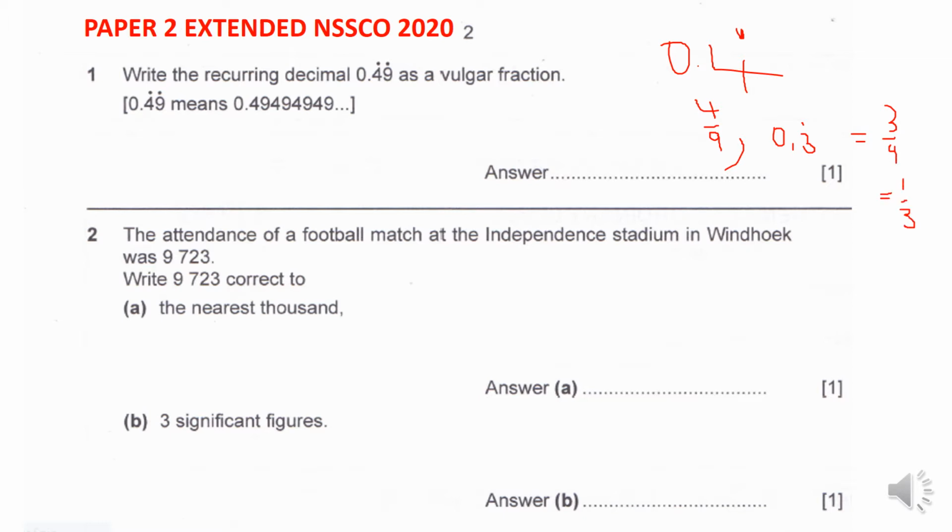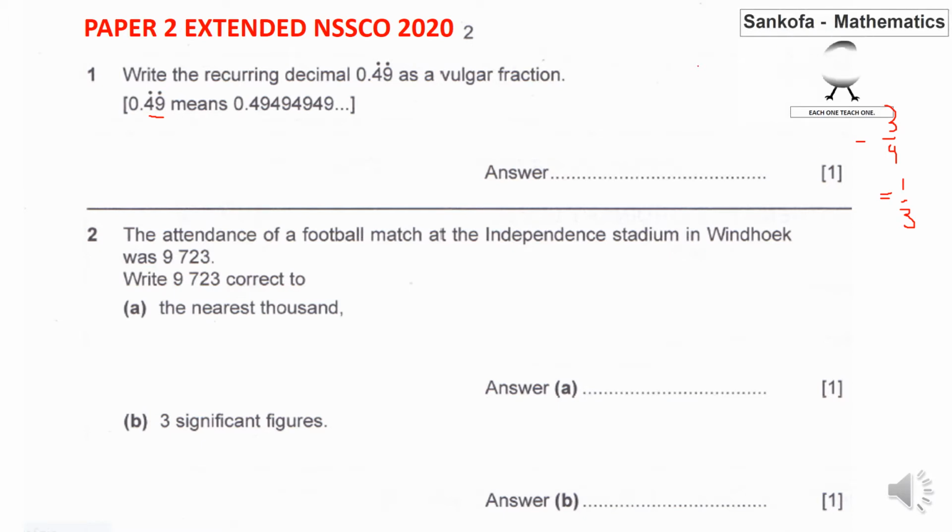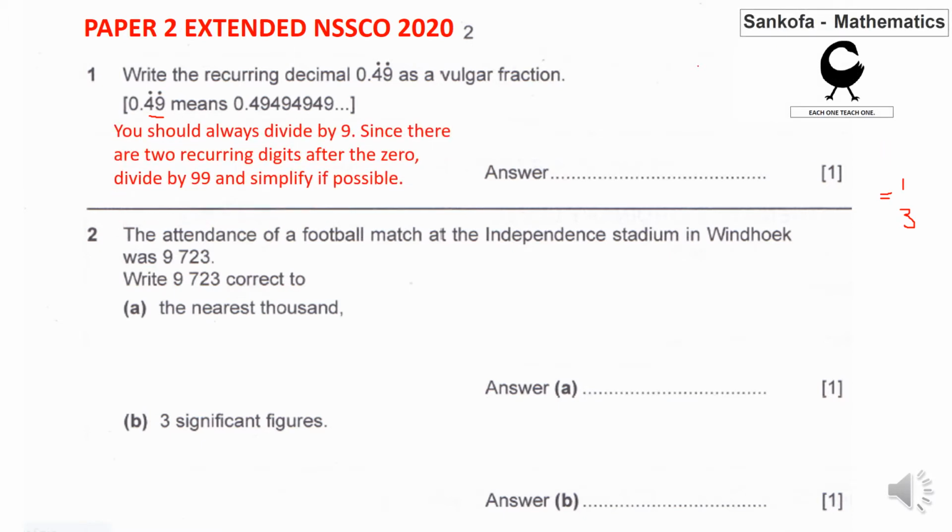So because you have got two digits here that are recurring, you need to then put them over 2 nines as it was. All right, so you will be putting them over 99. It's very easy, and then you can see if you can simplify, and if it doesn't simplify, then obviously it's just going to be that particular answer. So 49 over 99, and that is that particular question for 1 mark.